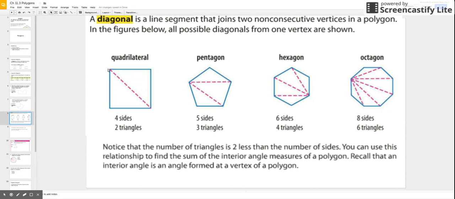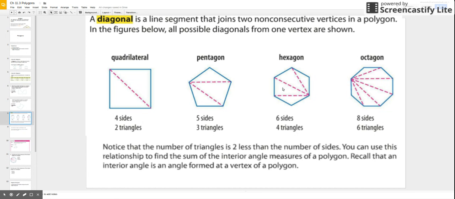So if I'm looking at this vertex, I'm only drawing one diagonal from it. If I draw it from here to here, that's not a diagonal. If I draw from here to here, that's not a diagonal, okay? So when you're looking at your diagonals, you're only talking about how many diagonals you can create from one vertex, okay? So here we chose this vertex, there's 2.